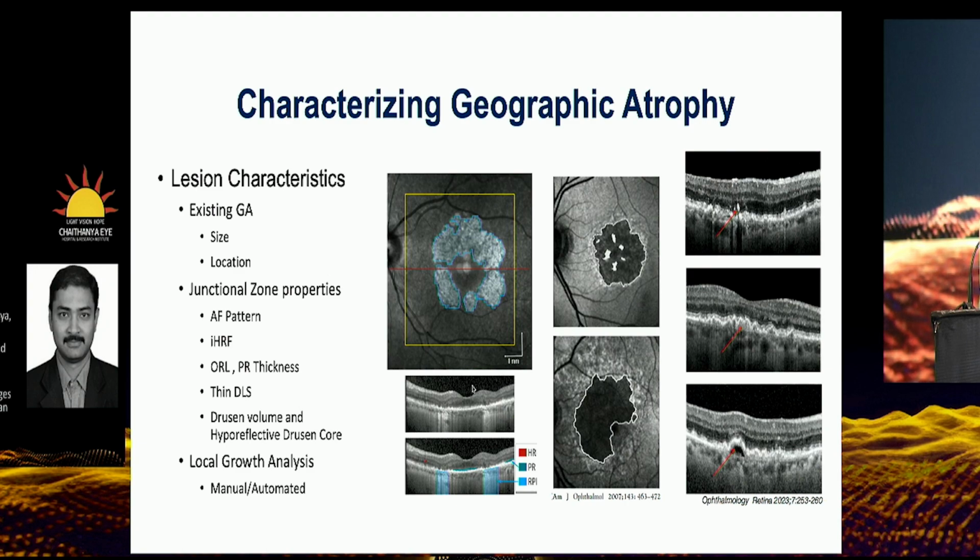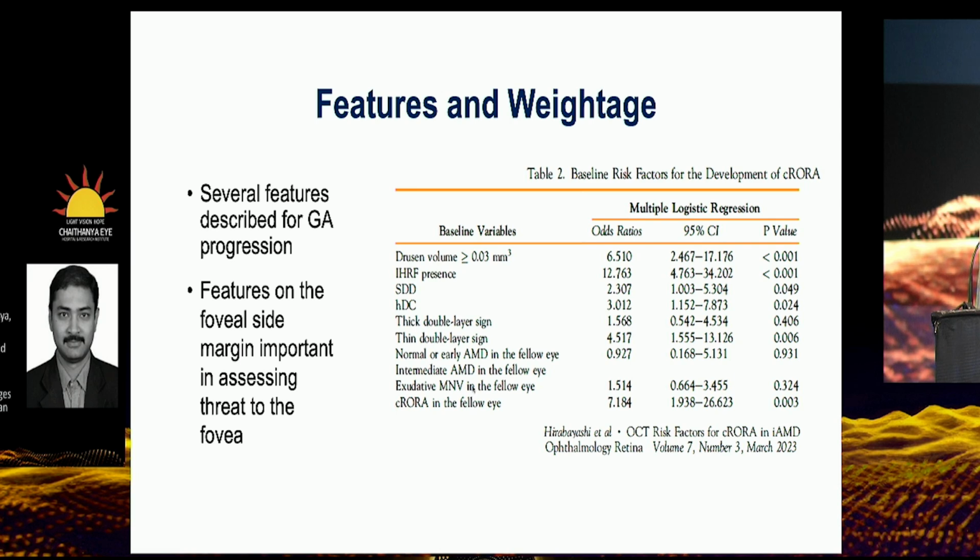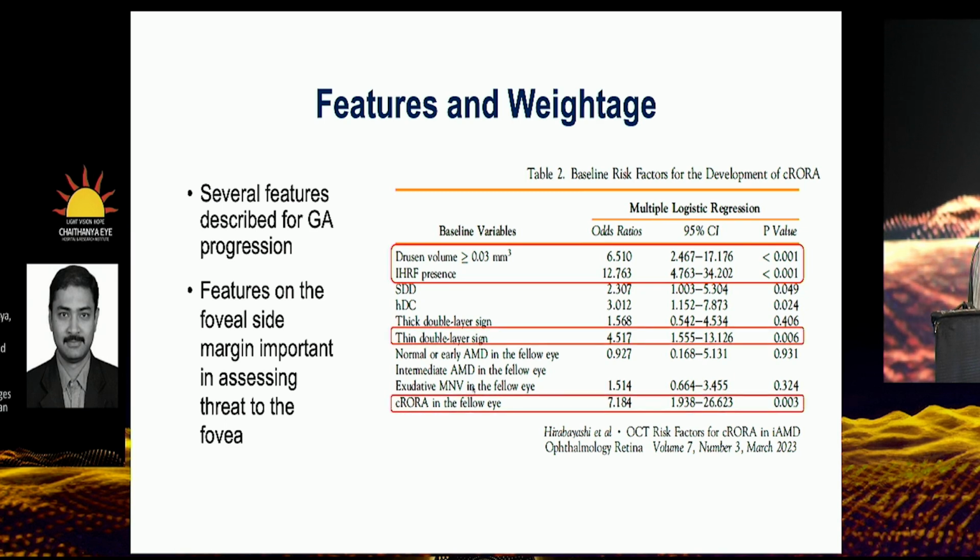Now, several features have already been described, but I will just point again at the important features. One, the drusen volume. Second is IHRF presence. Look at the odds ratio. It is way above the 1 mark. So these are independent predictors of progression to GA. A thin double layer sign is again a very important predictor. And of course, geographic atrophy involving the fovea in the other eye is also a very strong marker for progression of geographic atrophy involving the fovea.